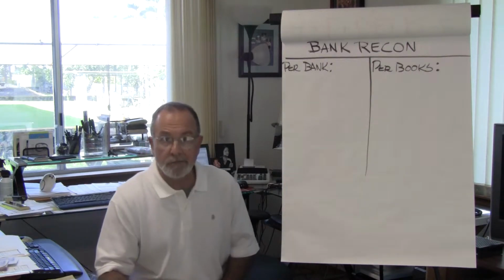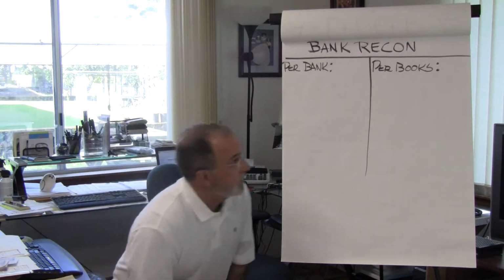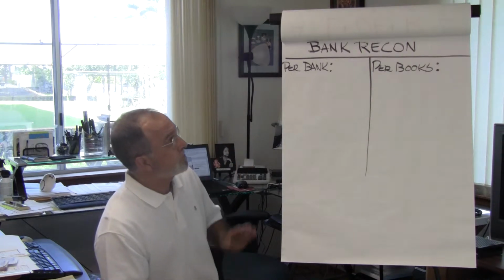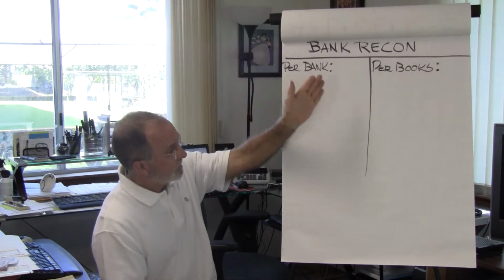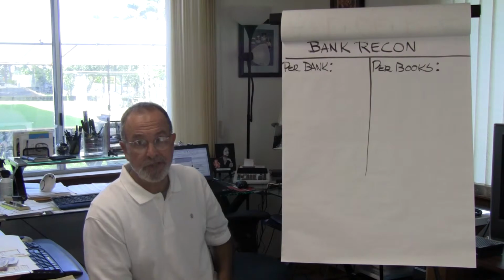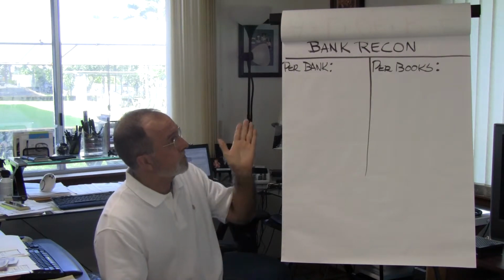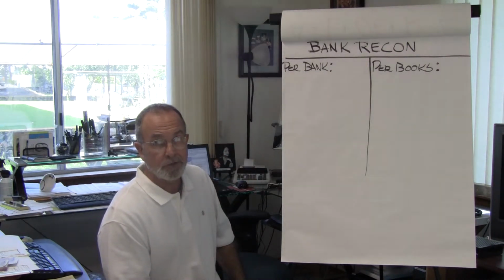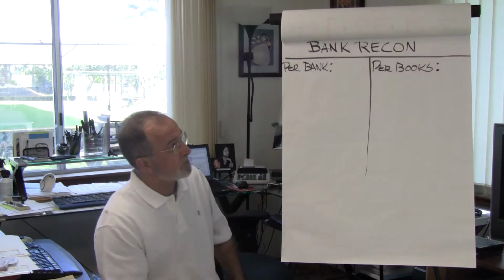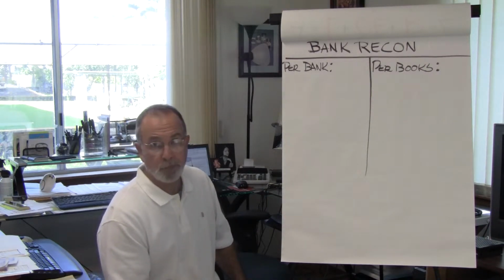Let's talk a little bit about bank reconciliation. I have a simple setup here, basically dividing the page in half, two columns. On the left side it shows per bank, and on the right side it shows per books.